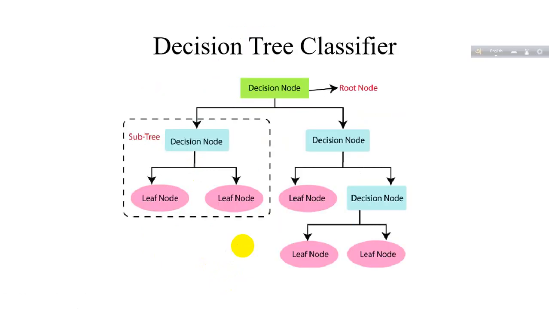Next, the decision tree classifier. In most cases, the decision tree classifier has given us the best result. It works like this: take a data point and compare between two. If yes, go to another branch. If no, go to another branch, in this way.